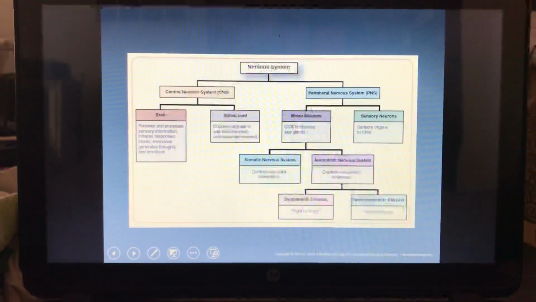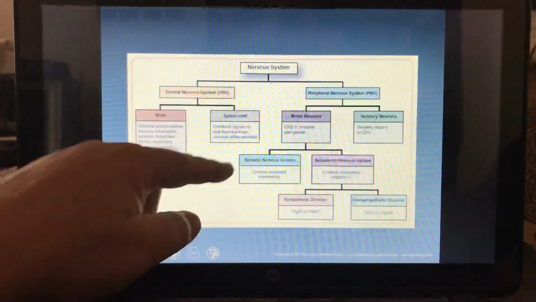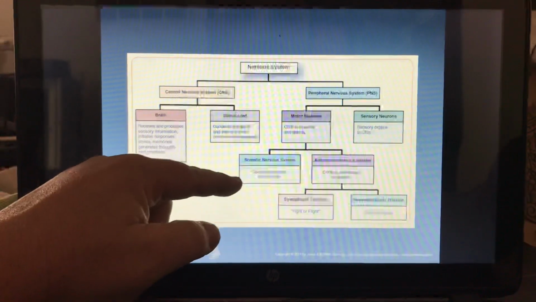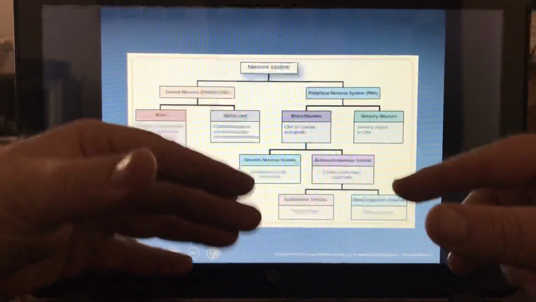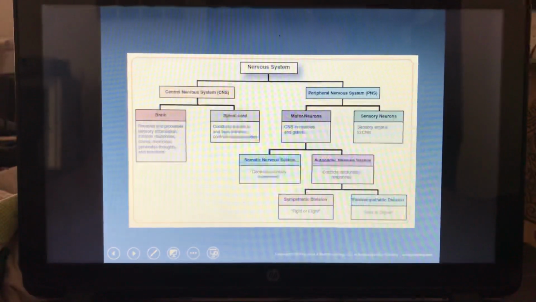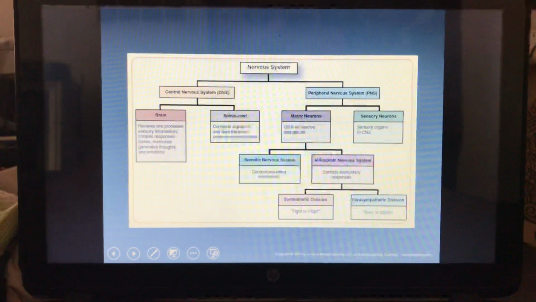Sensory is cut and dry. It just feels, sends signals back. The motor stuff is different. Somatic, the somatic nervous system. Somatic controls voluntary muscle movements. Me moving my hands is a somatic nervous system function. So that is something that I control. It's something that I want to do. I think to do it, and then it happens.